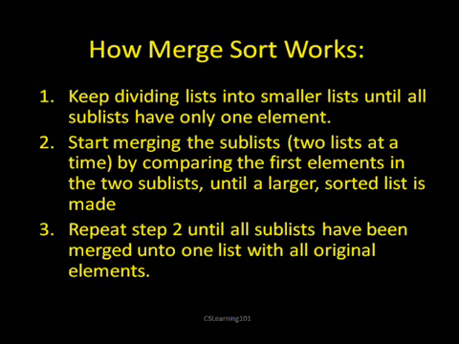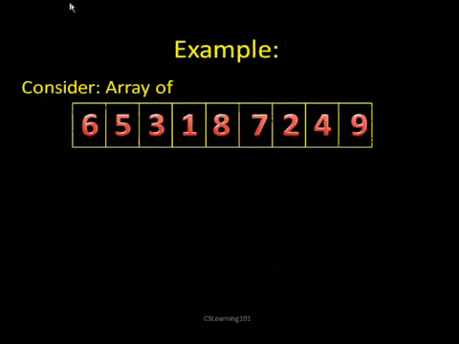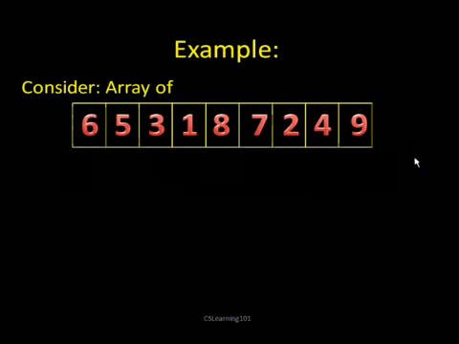So I'm going to show you an example here. We have this array here in front of us, and we're going to sort it with the merge sort. How do you start? Split up all the individual units. Okay. So if we split them up in the middle, you have to split them up in the middle as you go along, and we're going to combine them again at the middle. So we're going to start by splitting it up in the middle.